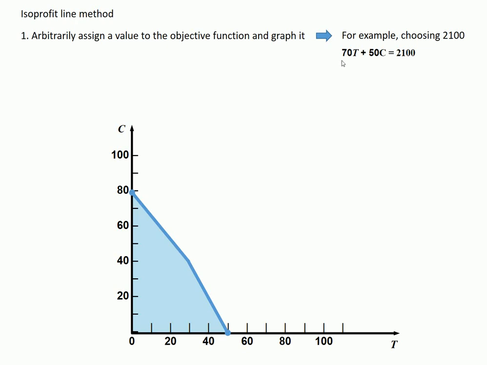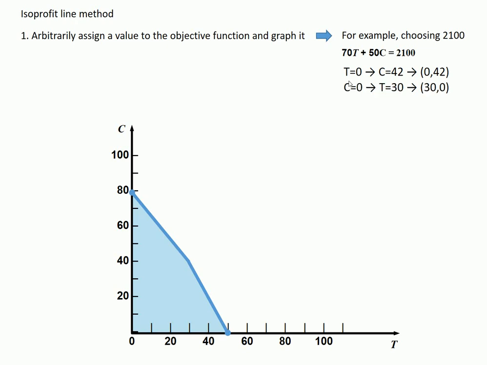So that means the objective function looks like this. It's a line, so I can draw this line on the graph. There are many ways to draw a line on a graph. The way I choose is to find the intercepts to the axes. First, I set t equal to 0, which means that c will be 42 from solving this equation, which means that (0, 42) is a point on this line.